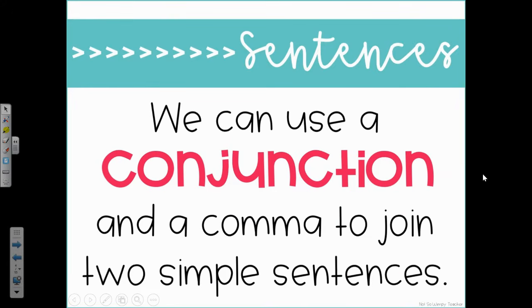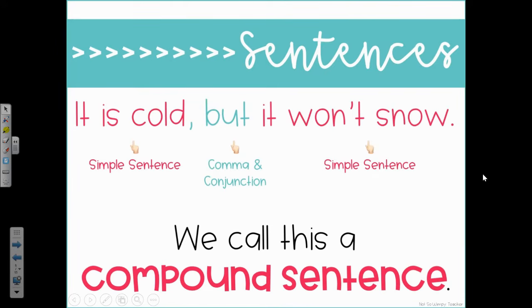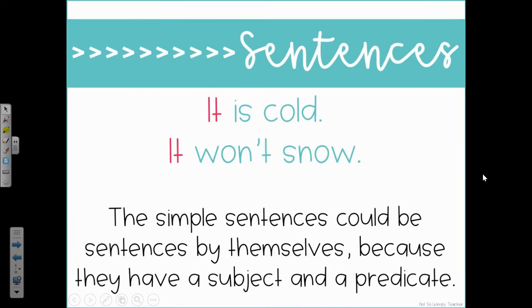We can use a conjunction and a comma to join two simple sentences. Look at this, for example. It is cold is a simple sentence, but it's combined with a comma and the conjunction but. It is cold, but it won't snow. So notice that there are two simple sentences combined with a comma and conjunction. This is called a compound sentence.